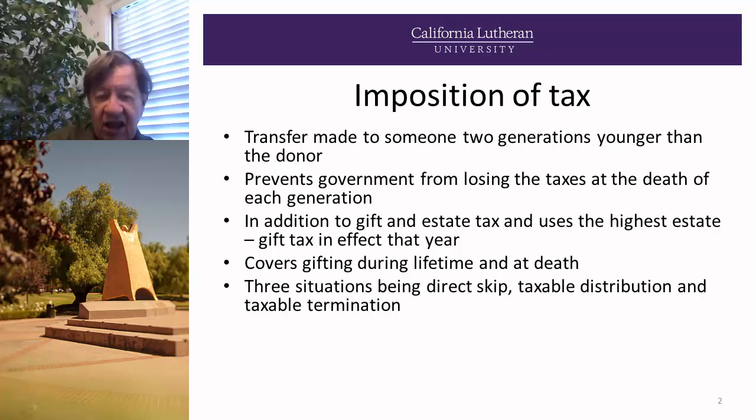It's in addition to the gift and estate taxes, and uses the highest estate gift tax rate in effect at the year of death. So again, like the estate tax, like the gift tax, we don't know what the tax rate is until the year of death. It covers gifting during lifetime and at death, just like gift tax does, but again, it's a separate tax from the estate gift tax. There are 3 situations that result in taxation: a direct skip, a taxable distribution, and a taxable termination, and we'll look at all of them.